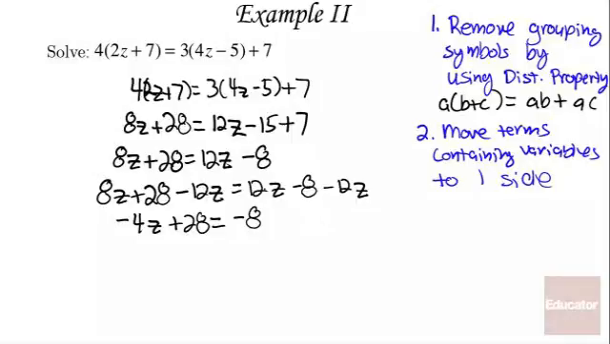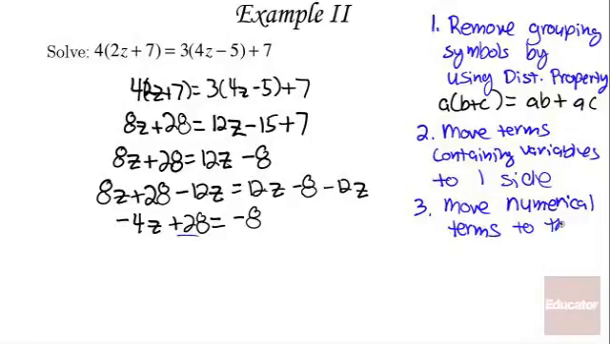Okay, so I've moved the terms containing variables all over to the left side, but I've still got a numerical term on that side. And what I want to do is move numerical terms to the other side, usually the right side. I can do that by subtracting 28 from both sides to remove the 28 from the left side.